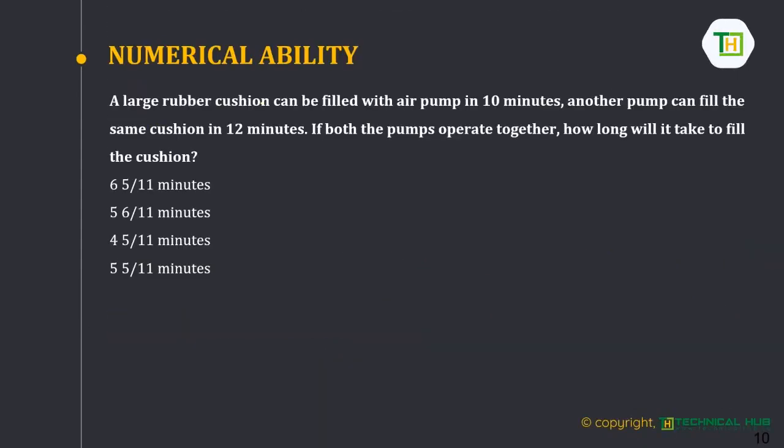A rubber cushion can be filled with an air pump in 10 minutes. Another pump can fill the same cushion in 12 minutes. If both pumps operate together, how long would it take to fill the cushion? Very simple question. Here the capacity of the first pump is 1 by 10. Why? Because the time period is given as 10 minutes. And the second one has a 12 minute time period, so the capacity becomes 1 by 12. Why? Because time and capacity are inversely proportional to each other.